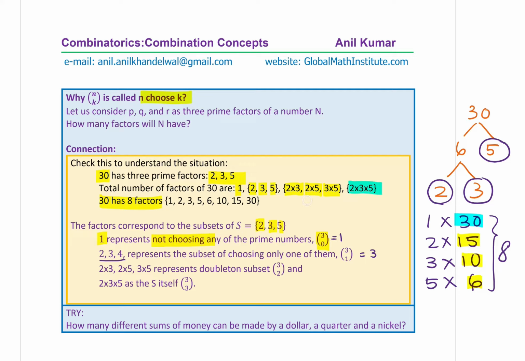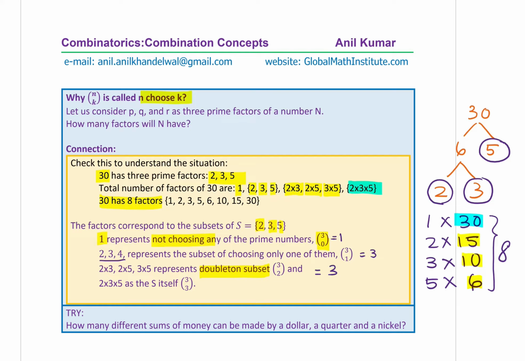Now, if you select two of them, then it becomes 2 times 3, 2 times 5, and 3 times 5, which is 15. So we get 6, 10, and 15, right? So they represent doubleton subsets. That means 3C2, right? So 3C2 is again 3, correct? So we get those 3 again.